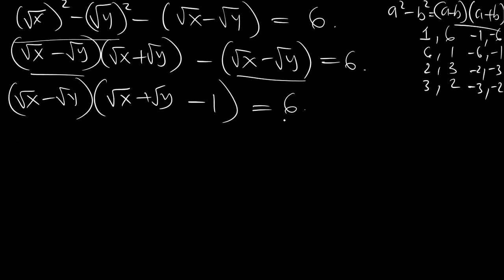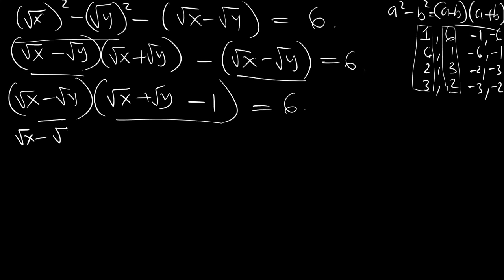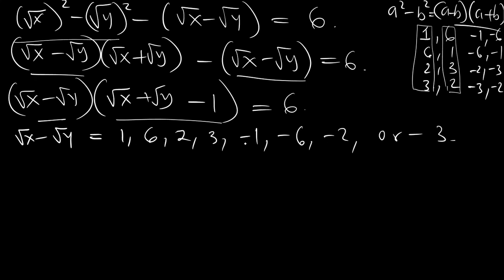So that implies that now, this first part is this, the second part is this. So the square root of x minus the square root of y is equal to 1, 6, 2, 3, minus 1, minus 6, minus 2, or minus 3. So that means any of this.